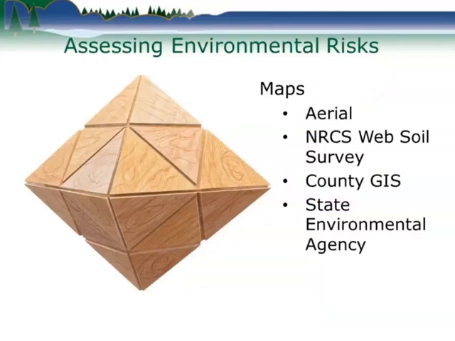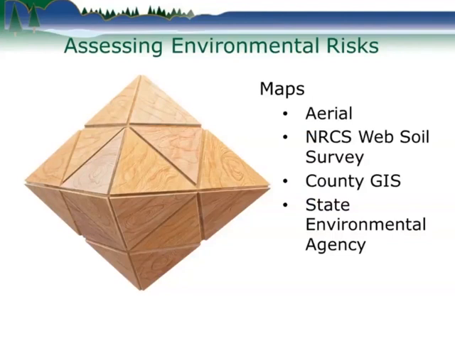So how do we assess all of these things? Firstly, maps. Maps are definitely your friend when going onto a site. If you can get the aerial map, if you can get the NRCS Web Soil Survey map, county GIS can be fantastic. In Wisconsin, we have a few counties that have geological features and wells mapped on those, which makes it really easy for you.